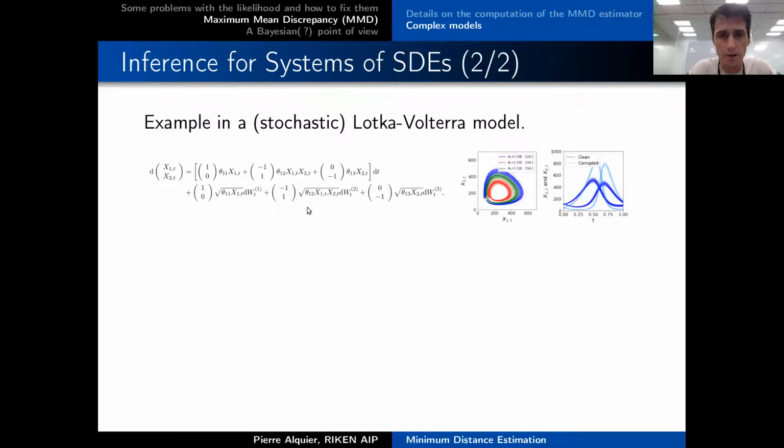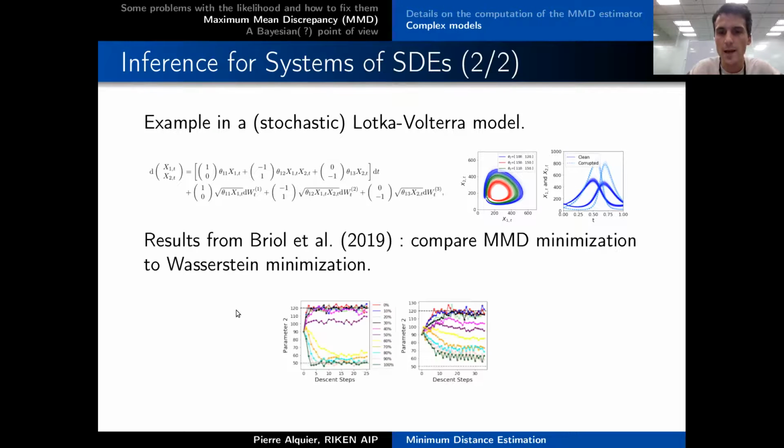They have an example in the paper on a stochastic Lotka-Volterra model. You have here examples of trajectories, and then they corrupted the trajectories with some observations that were not coming from the model. In the end, they used both MMD and Wasserstein, and you see the results. For both methods, when you have 0, 10, 20, 30, even 40% of contaminated observations, you still have convergence to something very close to the true value of the parameter.